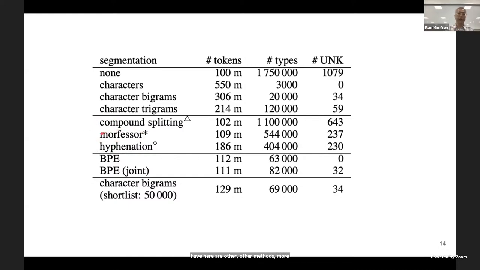The ones that we have here are other methods. Morfessor is another morphological analyzer that came out in the early 2000s, which was developed specifically for languages like Norwegian, Swedish, all the Scandinavian languages that have very complex morphology. There are lots of words in those languages that occur very seldom because they take into account gender, whether it's active or passive, whether it's in some other type of construction.